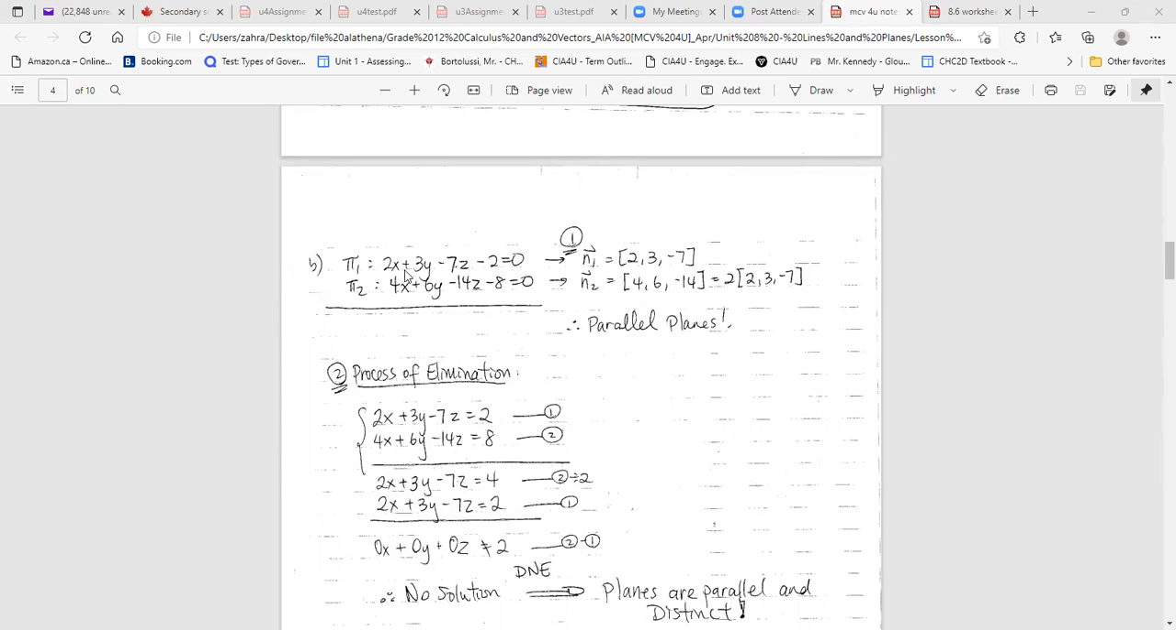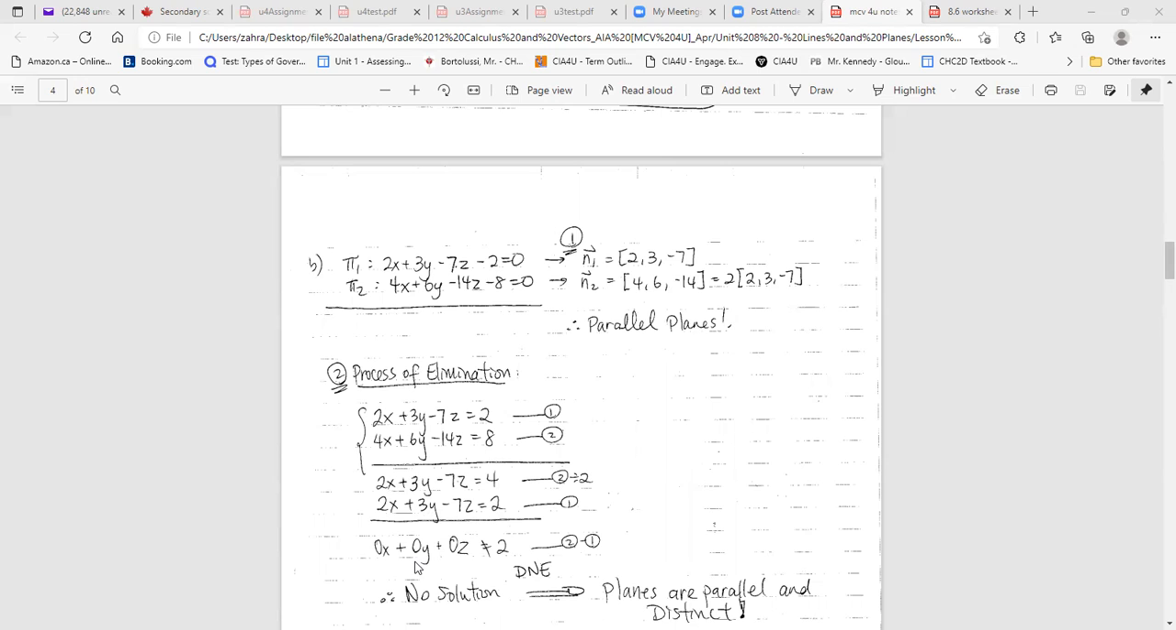So you multiply the first one by 2. Or you can divide the second one by 2, right? Divide this one by 2, you get 2x plus 3y minus 7z over 2 equals 4. And you just copy down the first one and eliminate. So 2x minus 2x is 0, 3y minus 3y is 0, -7 minus -7 is 0. 4 minus 2 is 2.